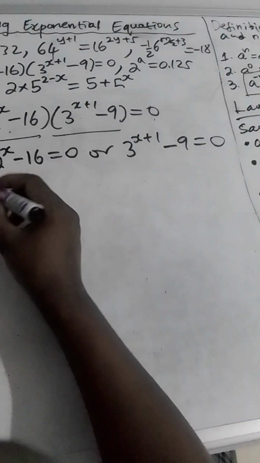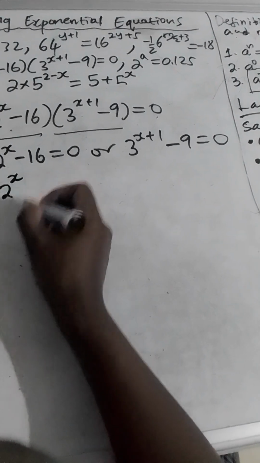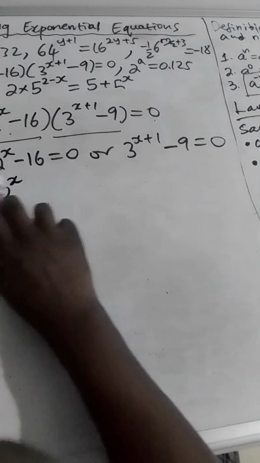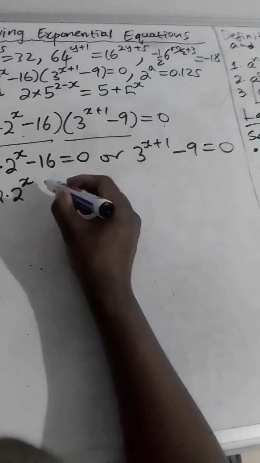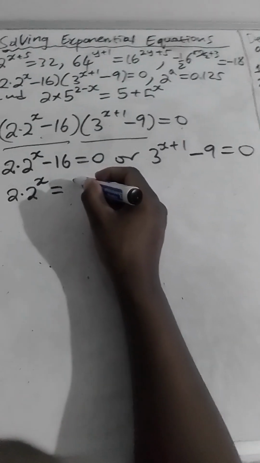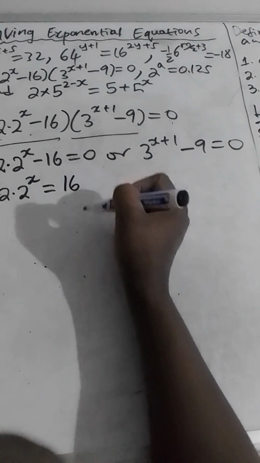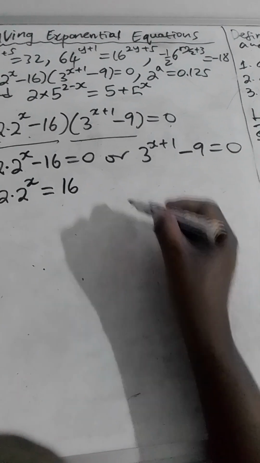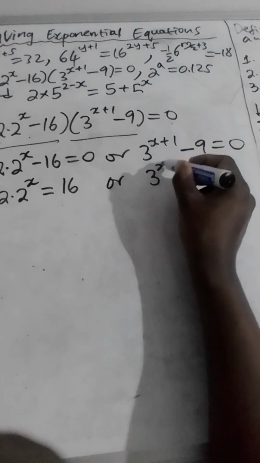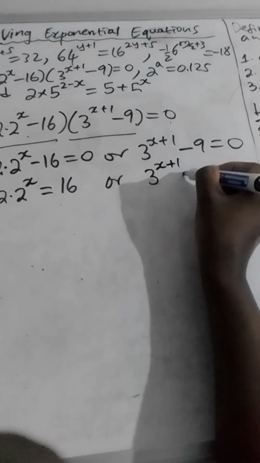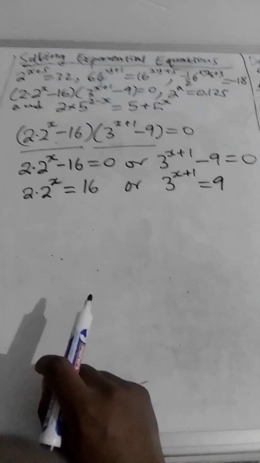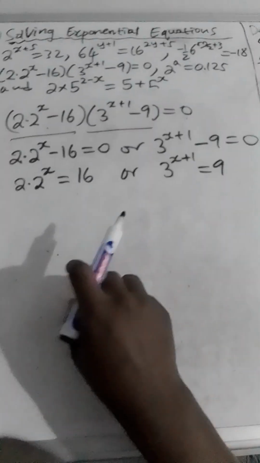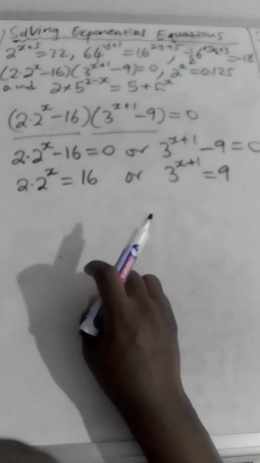Okay. So what do we have? 2 times 2 to the exponent x. We have two terms basically. We can take this to the other side and then try to use that equal powers argument. So taking negative 16 to the other side becomes 16, or 3 to the exponent x plus 1 is equal to, take the 9 to the other side, you get positive 9 from negative 9. Remember, when you transpose, you change the sign of the term that you're transposing.